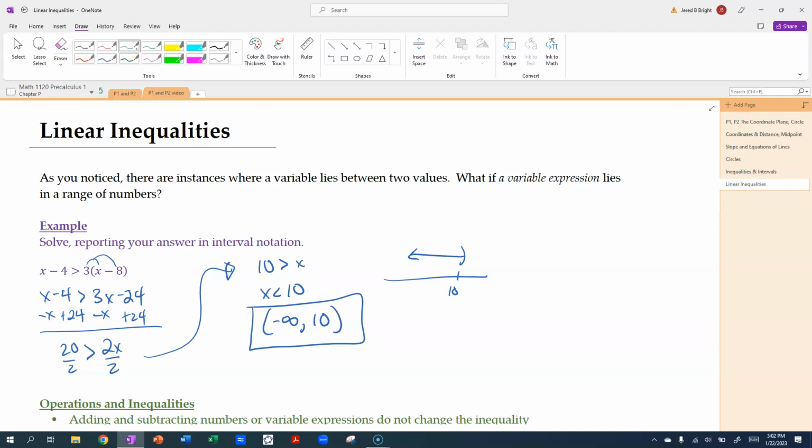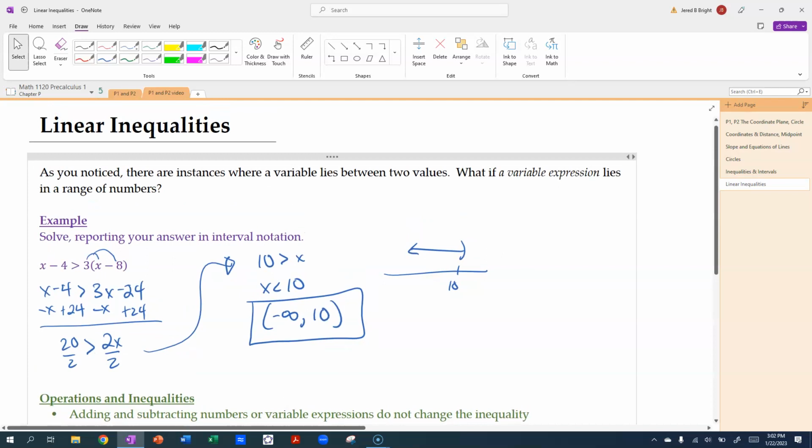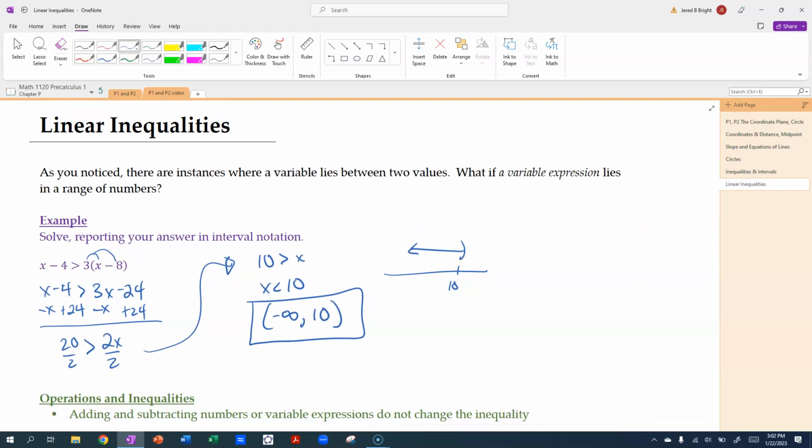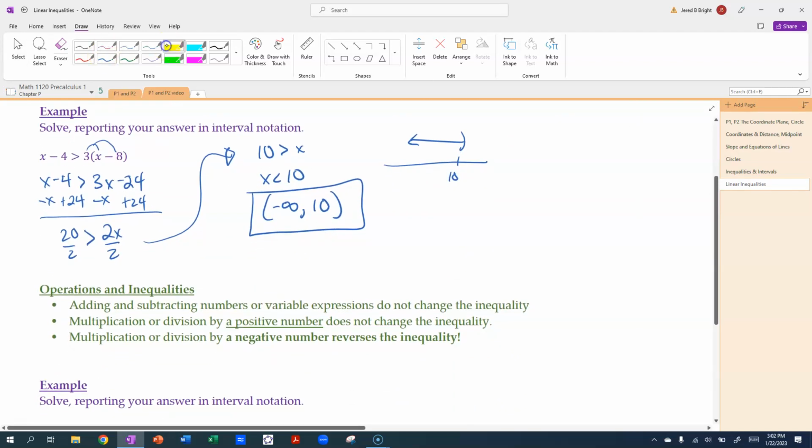Just to summarize, in this example, we added to both sides and we subtracted from both sides. That's completely fine. We divided by a positive number on both sides of the inequality. That is also fine. What is not fine, and where we need to really pay attention, is if we multiply or divide by a negative number. That reverses the inequality. That's the only thing that we really need to pay attention to.